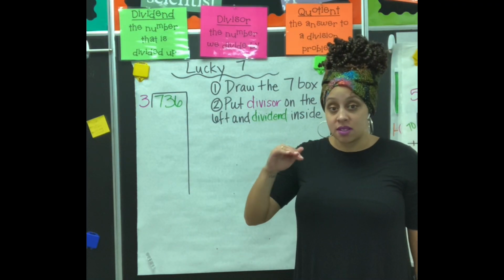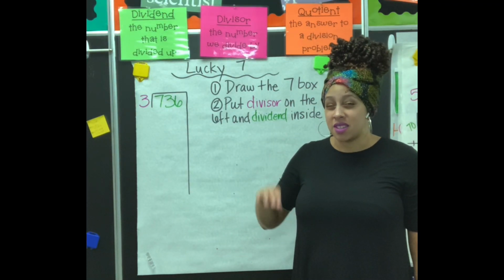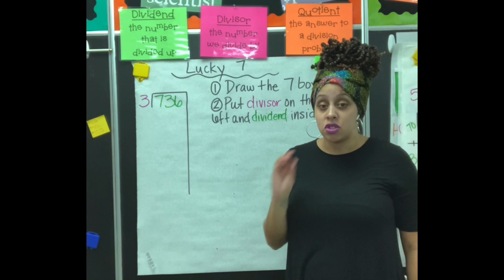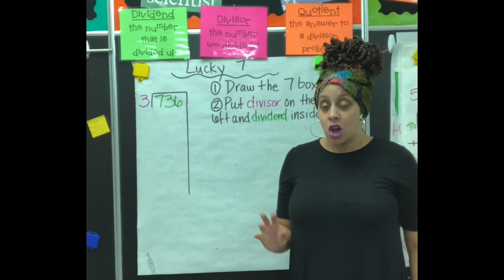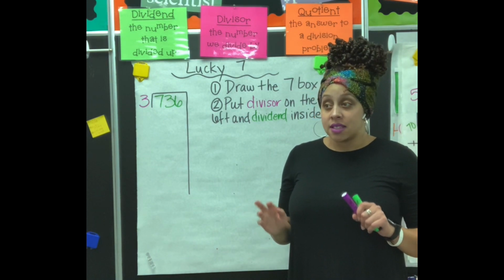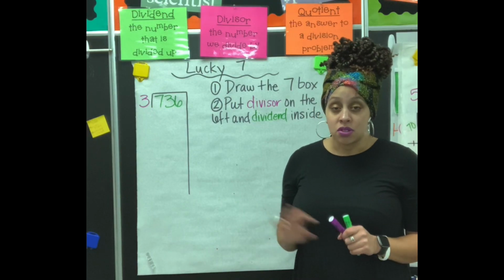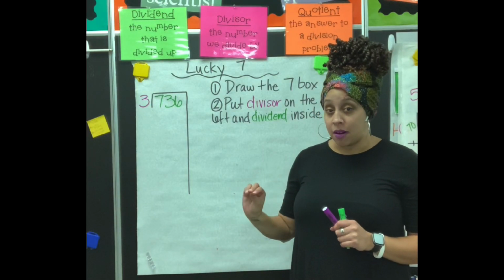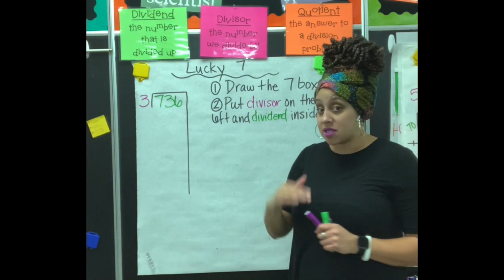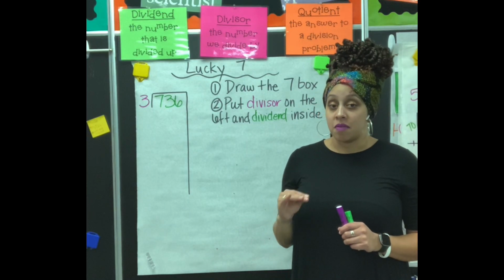So this is always the next step. We always want to find our multiples because it's going to make our job a lot easier. If we don't stop and find our multiples, we're going to have to take time out later to do that. And so we're not going to do that. We're going to stop right now. Once I've set up my problem, I always stop and find my multiples of my divisor.